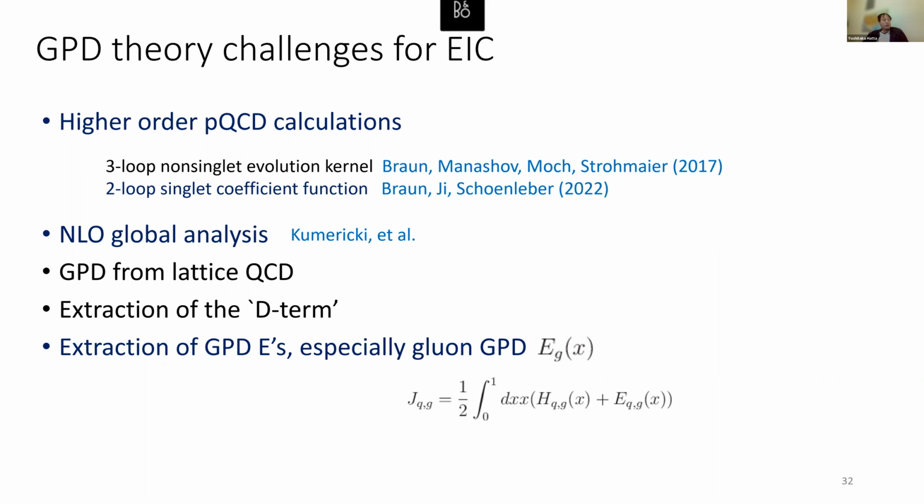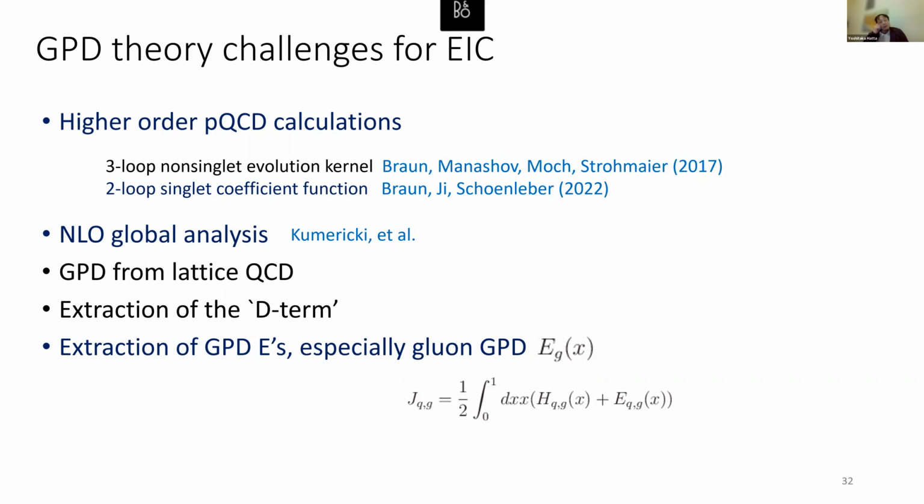Also, there is lots of effort to calculate GPDs in lattice QCD. The X-dependent PDF is calculable in lattice QCD these days, and there has been lots of effort on PDFs, but also on GPDs. And there has been a lot of discussion about the extraction of the gravitational form factor, in particular the so-called D term, in other words the pressure distribution in the proton. But this is not related to the spin, so I'm not going to go into the details.